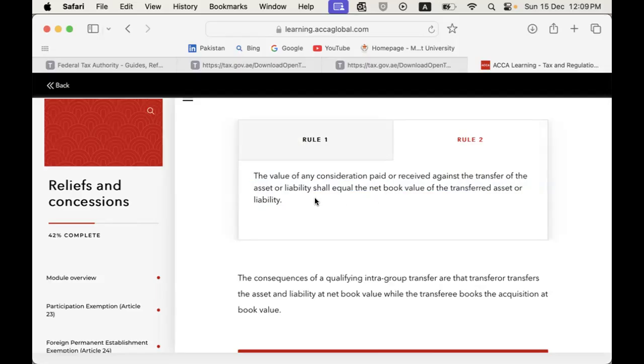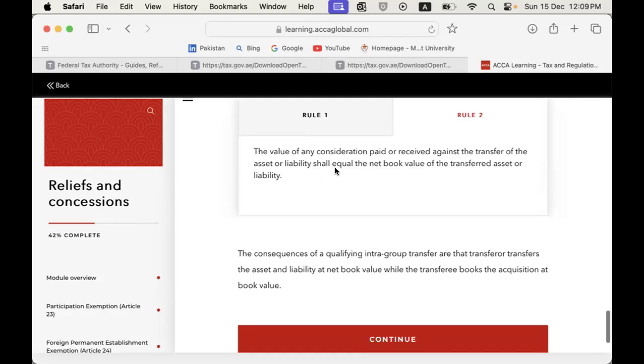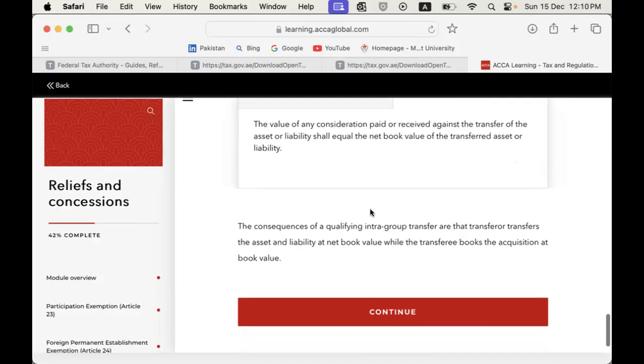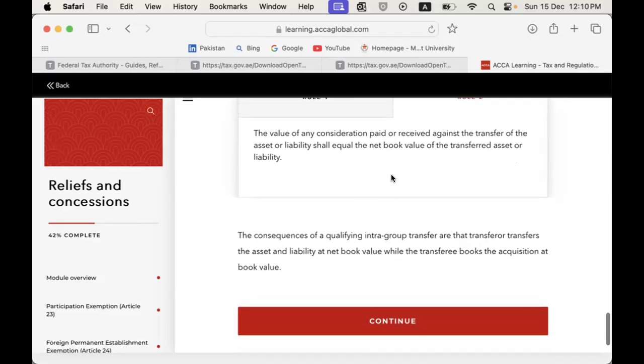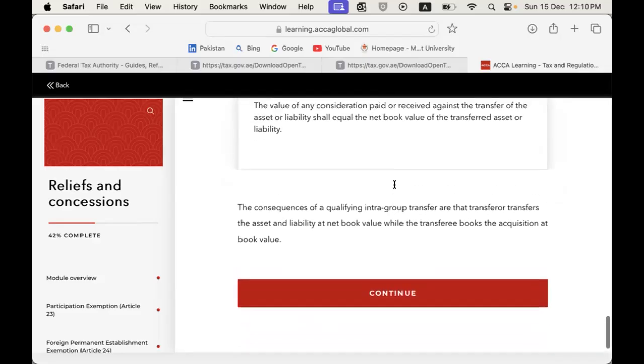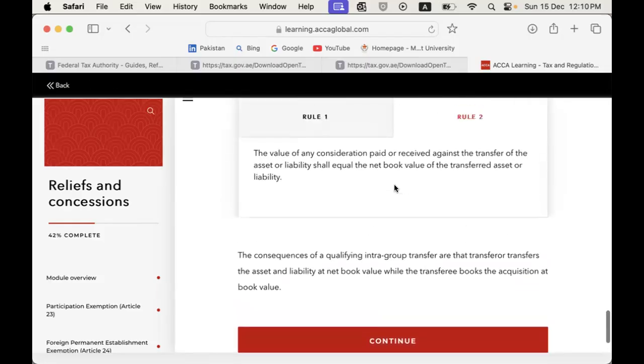Okay. Let's go forward. Rule 2, the value of any consideration paid or received against the transfer of the assets or liability shall equal the net book value of the transferred asset. That we read, fine. So consideration will be seen as equal to the net book value of the asset that was transferred between the qualifying groups.